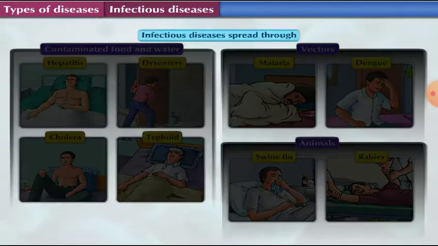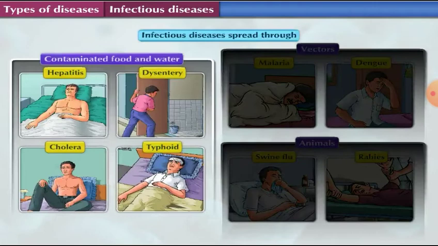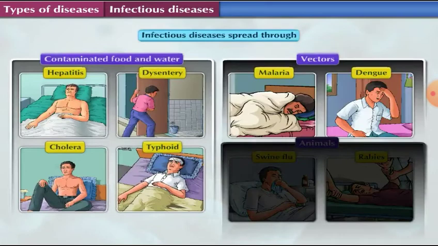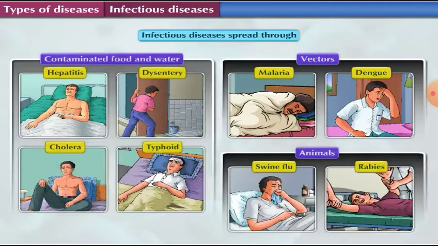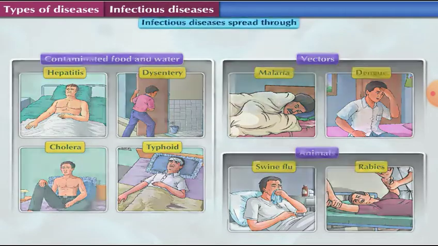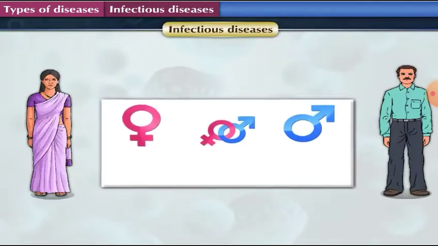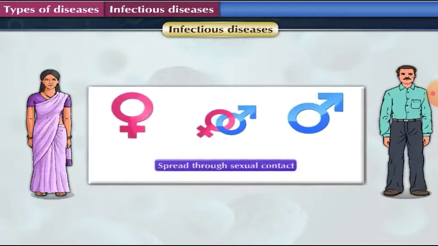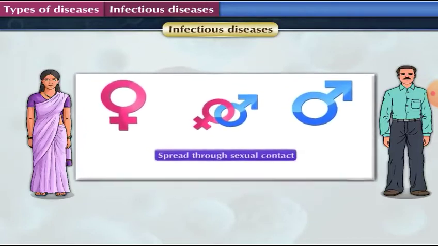Till now, we have studied infectious diseases which spread through contaminated food and water, by vectors and by animals. But do you know that there are also infectious diseases which spread through sexual contact? AIDS is one of them. Come, let us study about AIDS in brief.